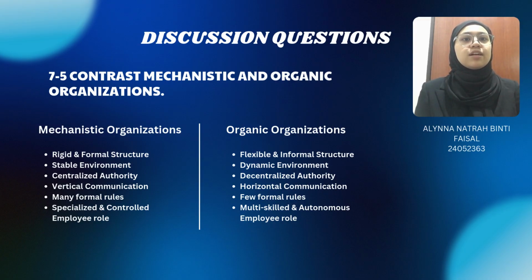Today, I'll be answering discussion question 7.5, which asks to contrast mechanistic and organic organizations. A mechanistic organization is characterized by a rigid and highly formalized structure. Authority is centralized at the top levels of management, and decision-making follows a clear hierarchical chain of command.